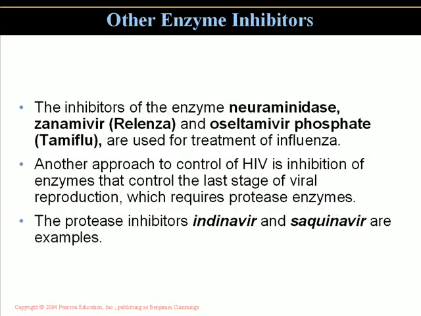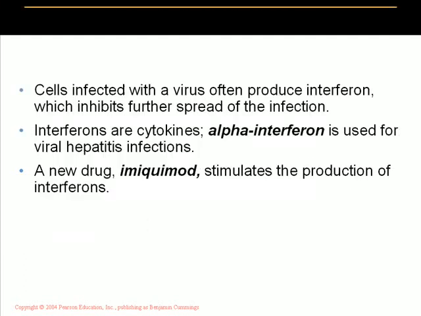Inhibitors of the enzyme neuraminidase are zanamivir, or Relenza, and oseltamivir phosphate, or Tamiflu, used for the treatment of influenza. It's thought that oseltamivir, or Tamiflu, will be an important therapy in treating the bird flu. Another approach to control HIV is the inhibition of the enzyme that controls the last stage of viral reproduction, which requires protease enzymes. Protease inhibitors such as indinavir or saquinavir are examples of this therapy.